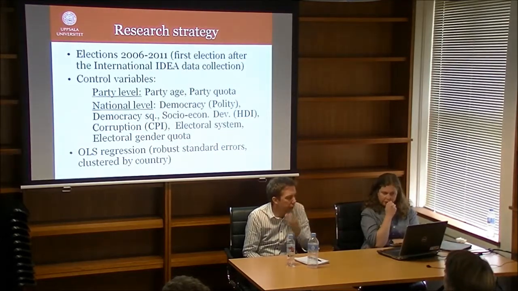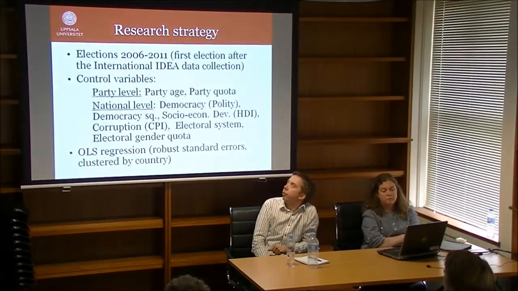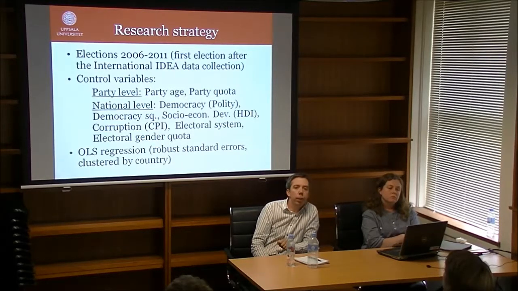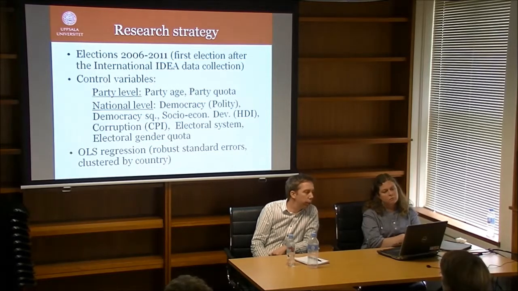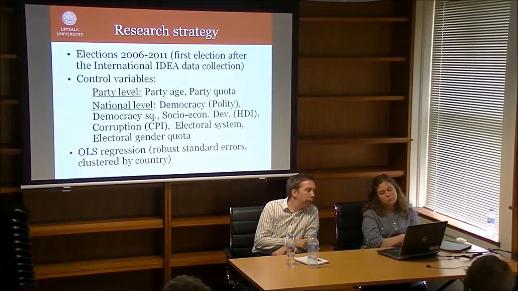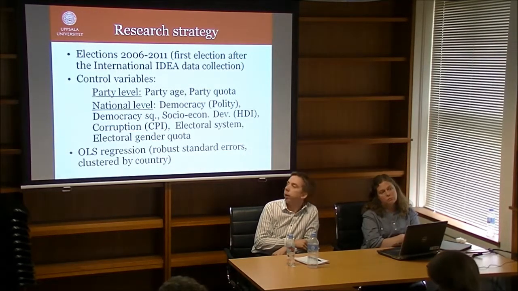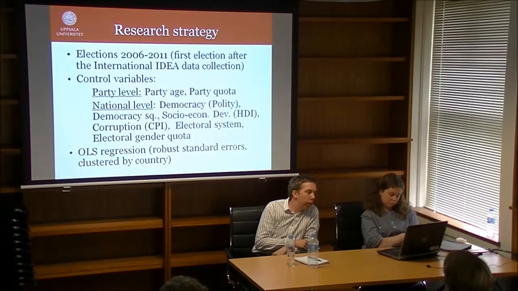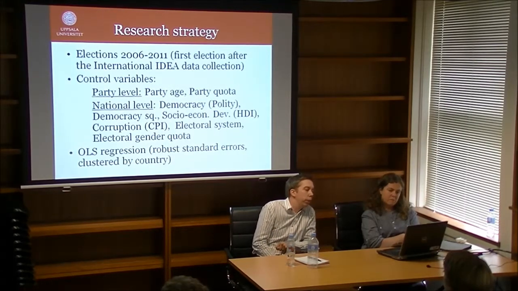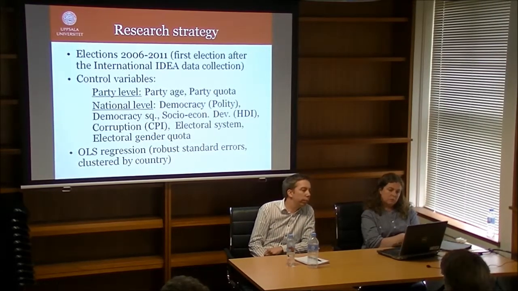So our strategy, like I was mentioning before, was to look at the elections following the collection of the data. The elections took place between 2006 and 2011, depending on which country you looked at. And for the OLS regressions that we ran, we had some control variables as well. At the party level, we looked at the party age, that could have an impact on the number of criteria you have, and also we looked at party quotas.